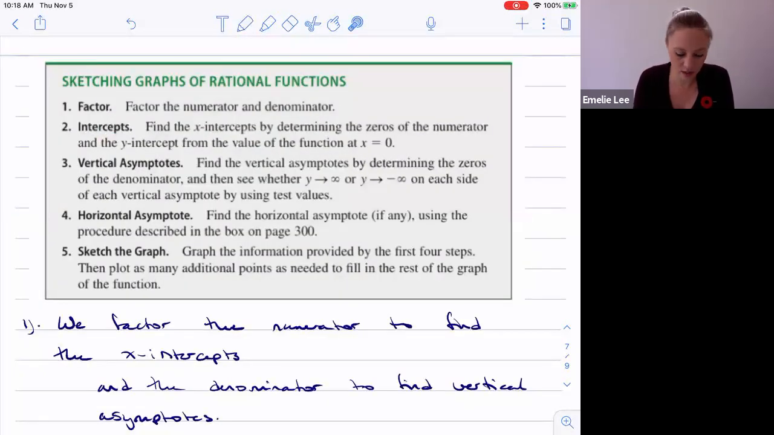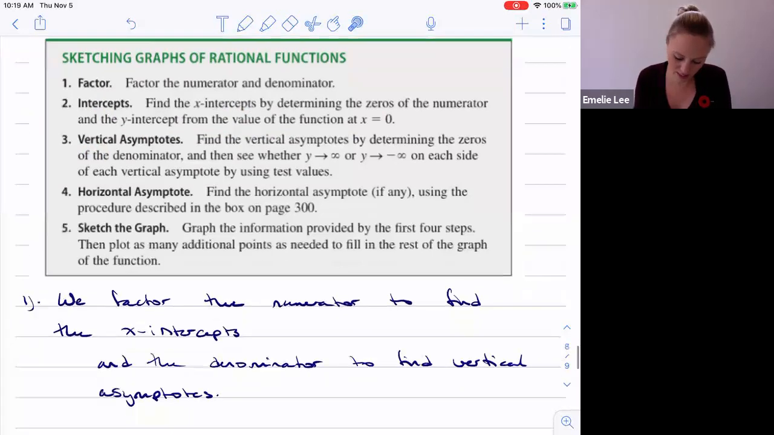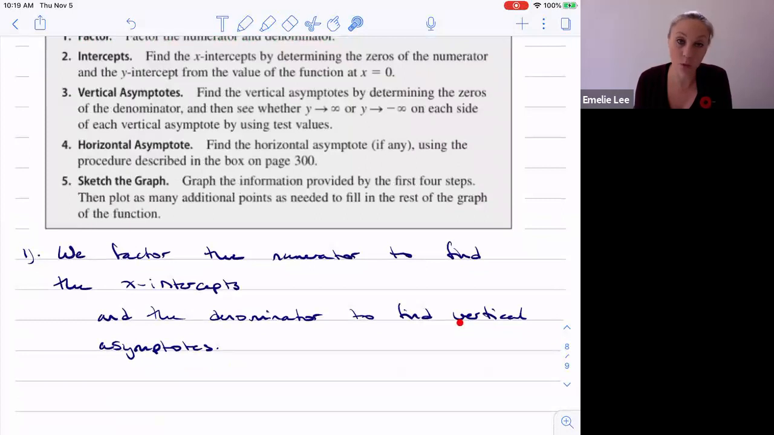So that's why we start by just factoring the numerator and the denominator. You're going to find the x-intercepts by determining the zeros of the numerator, and the y-intercept from the value of the function at x equals 0. That's what we just talked about, right? Then, because you've already established where the vertical asymptotes are, the next thing you're going to do is see what happens with the y's. Are they going down to negative infinity, or are they going up around those points? And so you're going to use test values. It's going to be a little bit easier if you have it factored already, right?